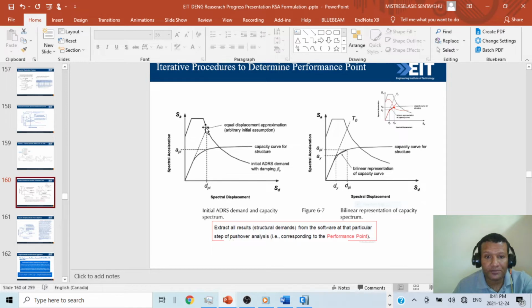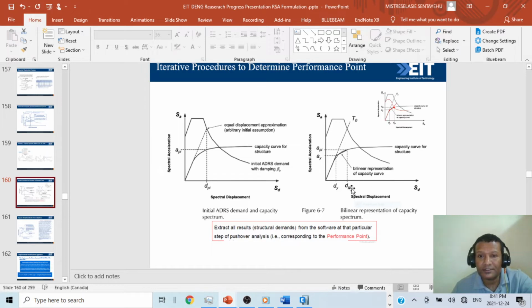Just take this point and make it DPI, this point most of the time, then this will be the starting point. You can use it as the starting point for this: bilinear idealization representation and initial acceleration displacement response spectrum, demand and capacity spectrum. Extract all results, structural demand, from the software at this particular step.